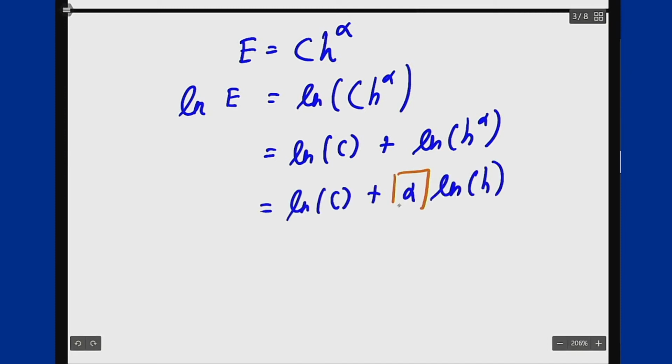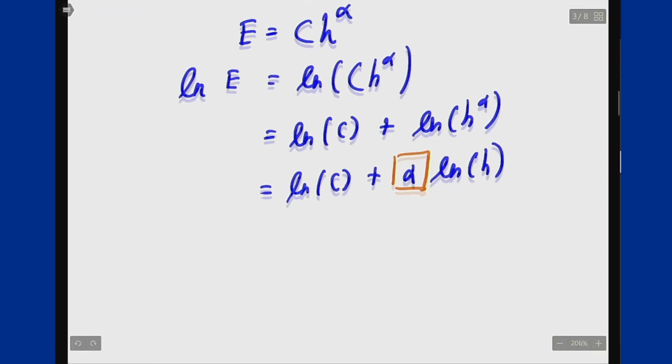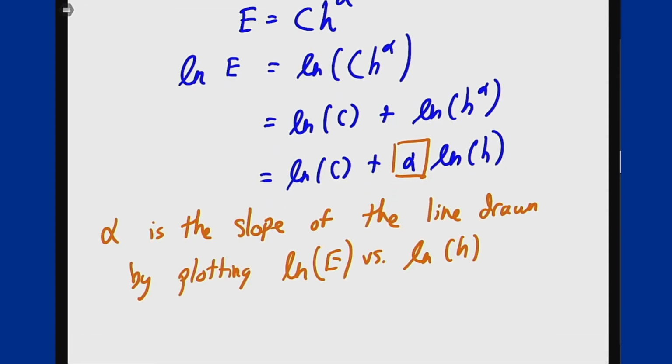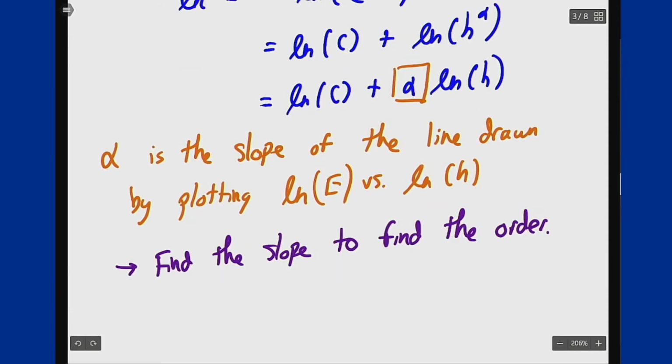So then what is this alpha? This alpha is the slope of the line if I were to plot log of E, log of the error, versus log of step size. So if I draw this log-log graph and then find the slope of that line, which should be a line or fairly close to it, that will give me the order of this method. Let's see what that bit looks like in MATLAB.